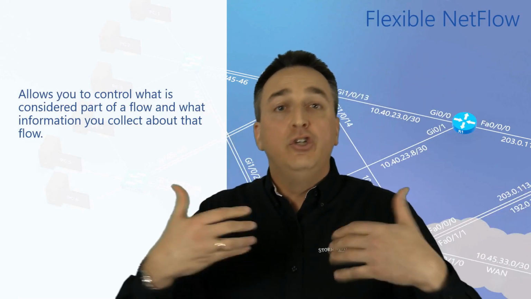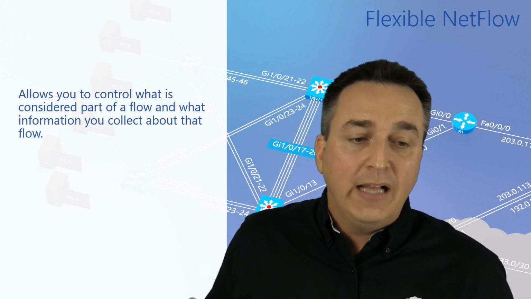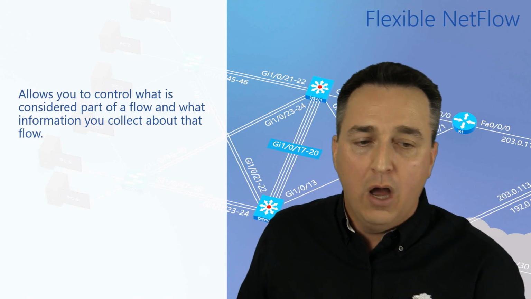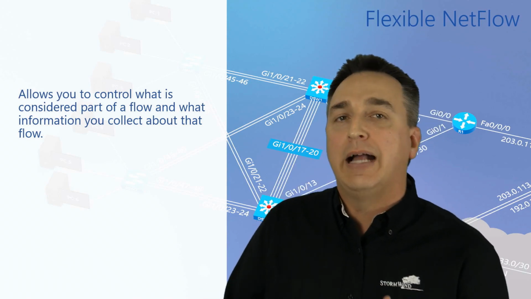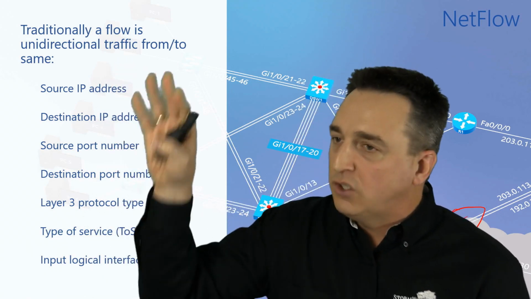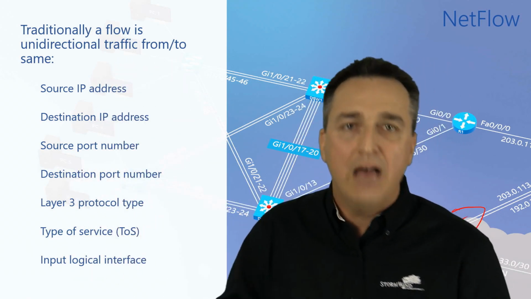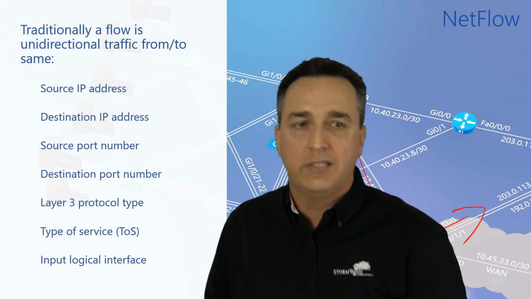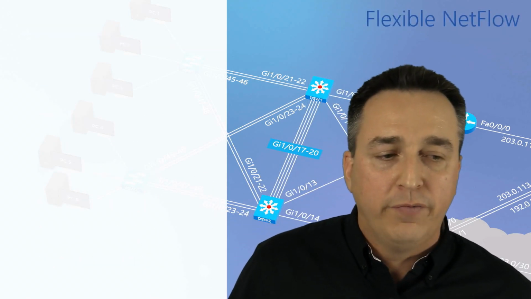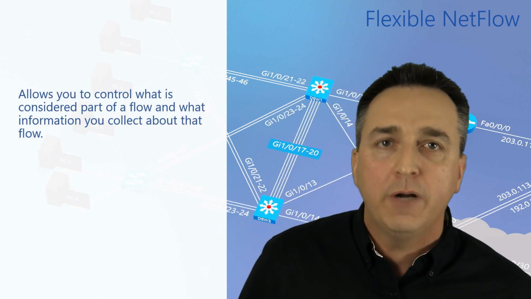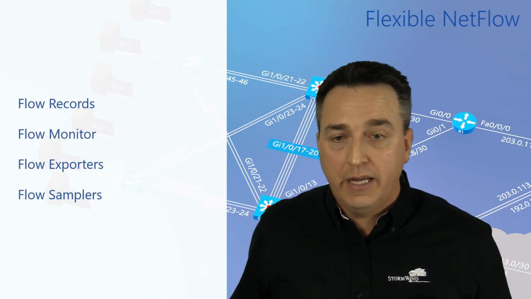Flexible NetFlow is the new version of NetFlow. Flexible NetFlow allows you to control what is considered part of a flow and what information you collect about that particular flow. So the old NetFlow was only this. This is all you had. These 7 values, nothing more, nothing less. It was always these. But with Flexible NetFlow, the name says you have flexibility in deciding what you want to capture and what defines your flows. You get to control all of that nowadays.